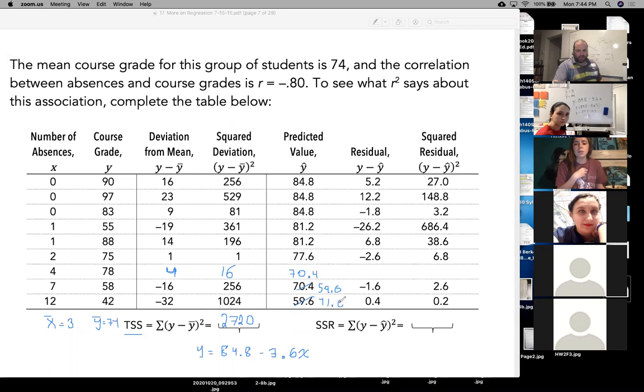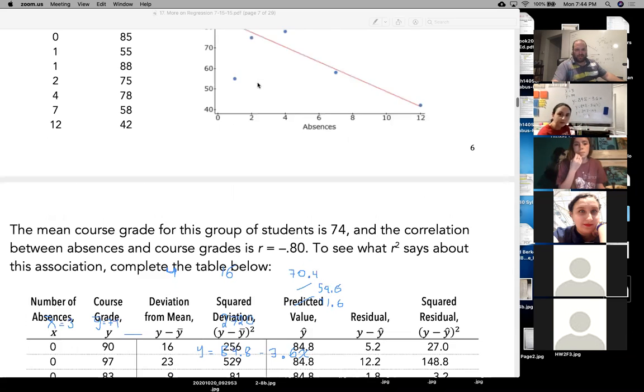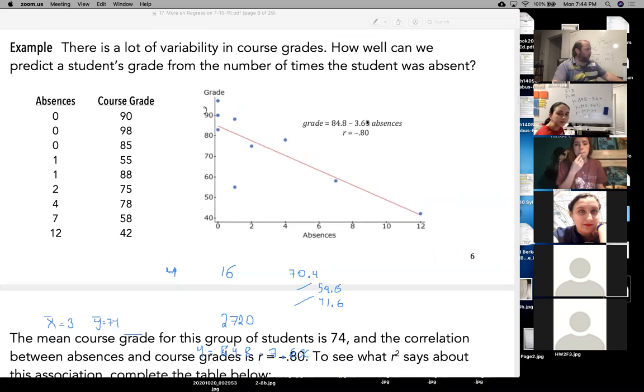Professor, some people are a little confused in the chat. Yeah, sorry. What's the question? They're asking, where did 3.6 come from? That was given. That was right here, 3.6. That was the equation for the best fit line. Right, that's the actual equation.